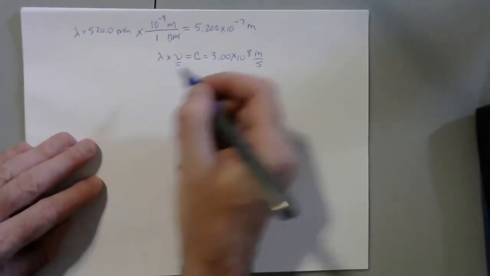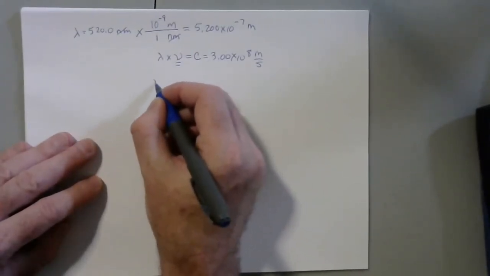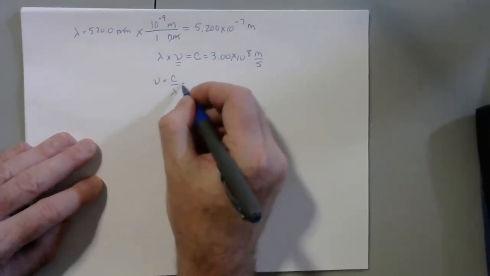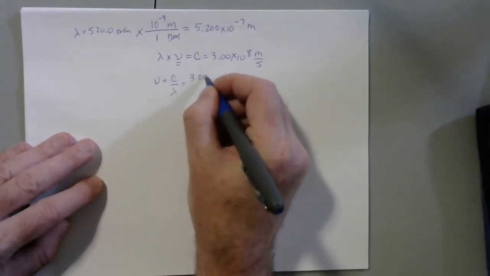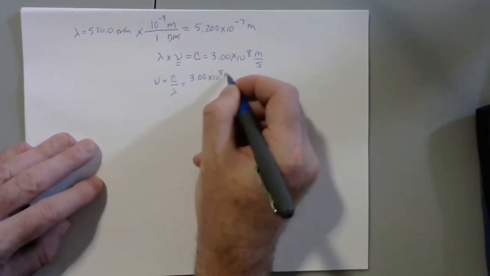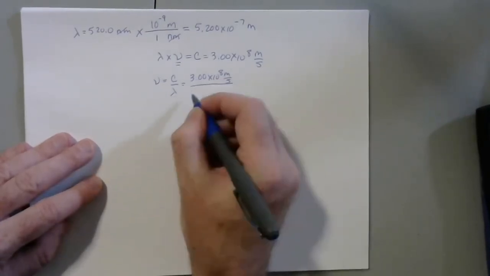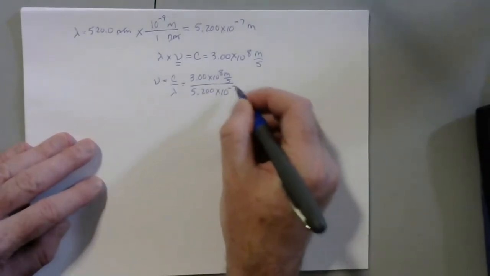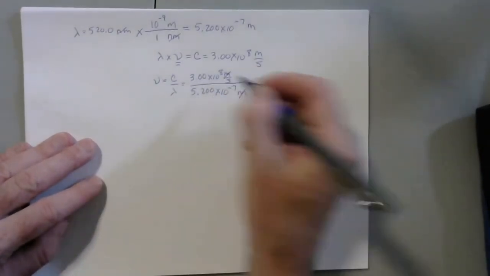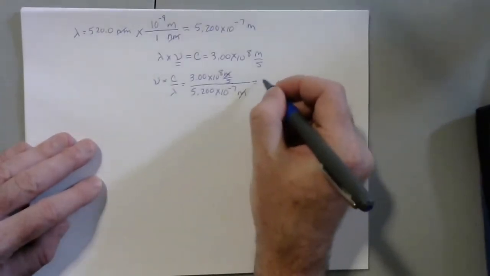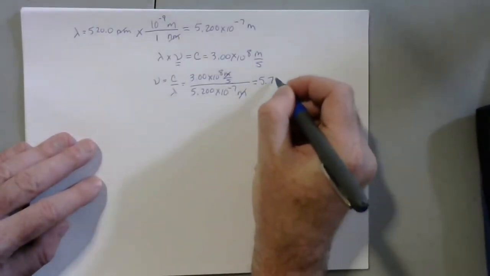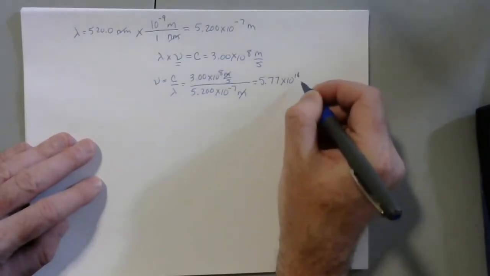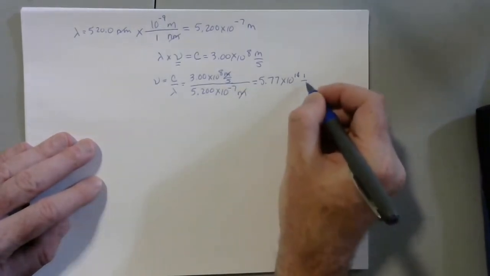We want the frequency, since we know the wavelength and the speed of light, so the frequency is equal to the speed of light divided by the wavelength. Plugging in, we get 3 times 10 to the 8th meters per second divided by 5.200 times 10 to the negative 7th meters, which, see, that's why we did that, so those units would cancel properly. So then we get 5.77 times 10 to the 14th. Now the units would be 1 divided by seconds.